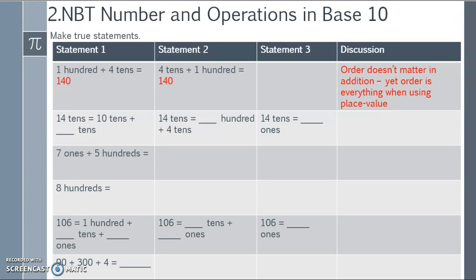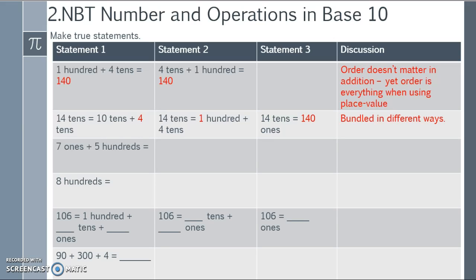14 tens equals how many hundreds plus 4 tens? 14 tens equals how many ones? So 14 tens is the same as 10 tens plus 4 tens, so we need 4 more of them. 14 tens is the same as 100 and 4 tens, and 14 tens is the same as 140 ones. Notice it's the same number, just bundled in different ways, so written out differently.